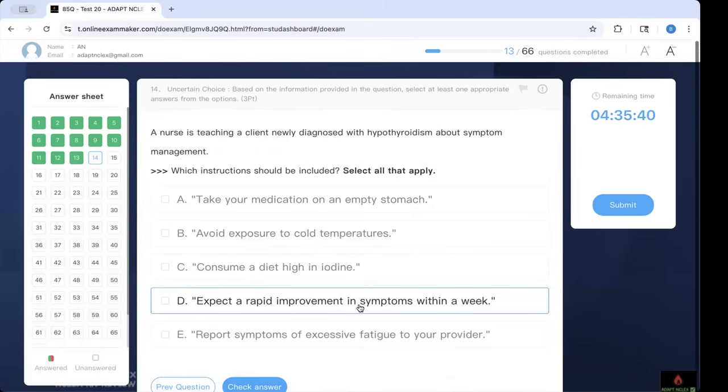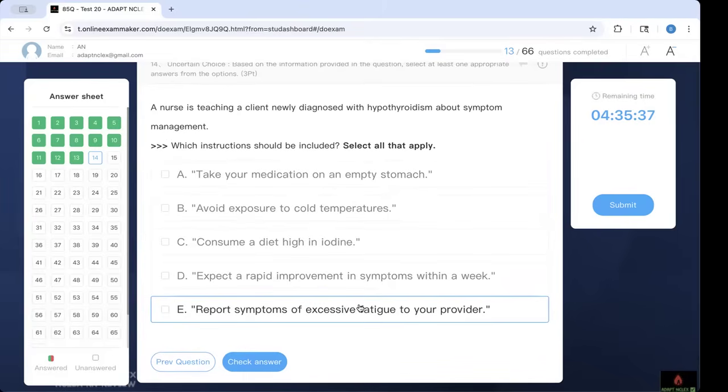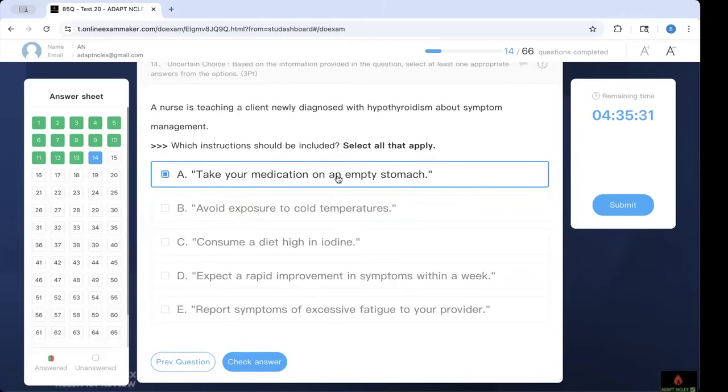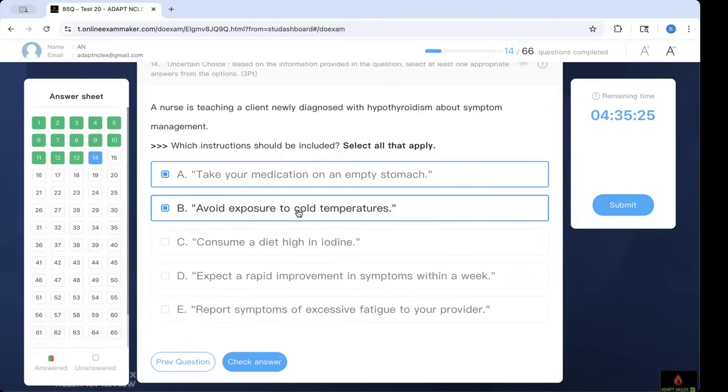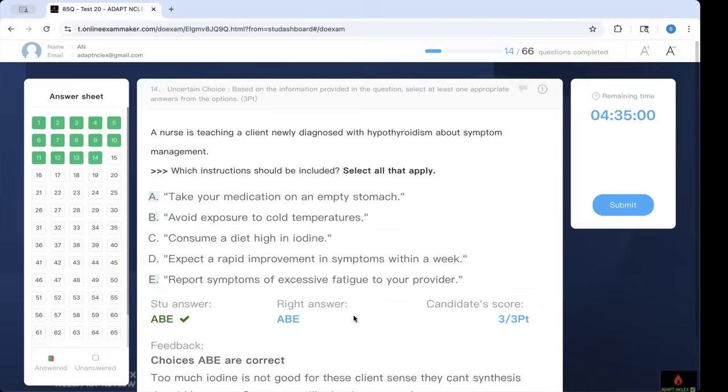This is hypothyroidism. What kind of signs and symptoms do you teach them? You should take your medication on an empty stomach. That's levothyroxine. You should avoid cold exposure because that's what hypothyroidism is. You can't tolerate cold exposure. If you consume food high in iodine, it's not going to work. Expect a rapid improvement in your symptoms within a week? It does not. If you have excessive fatigue, you should let the provider know because you're having severe hypothyroidism. You're going to have myxedema coma. This is what you tell the provider.